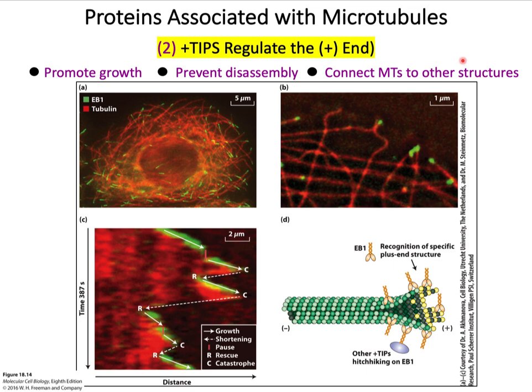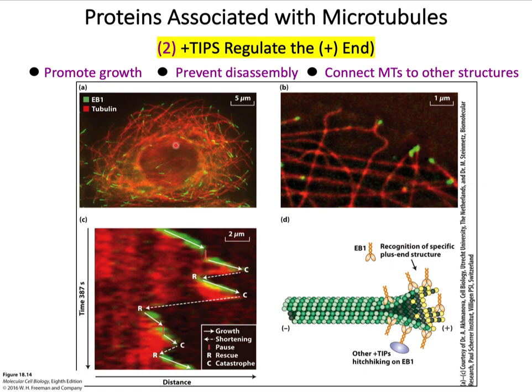There are also some proteins that can enhance the polymerization at the plus end, that can add to the growth, and you often see that at the plus end. These proteins are plus tip proteins. In fact, they do a couple of things. First of all, they can promote growth at the plus end. They can also prevent disassembly at the plus end. So they stabilize the plus end, and they can also connect the plus end of the microtubules to other structures in the cell like actin or membranes.